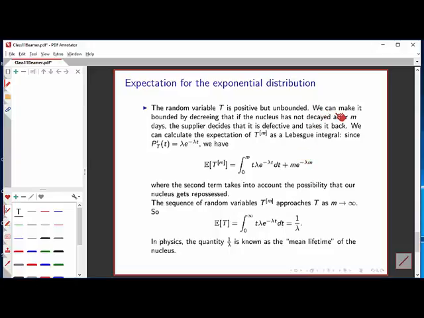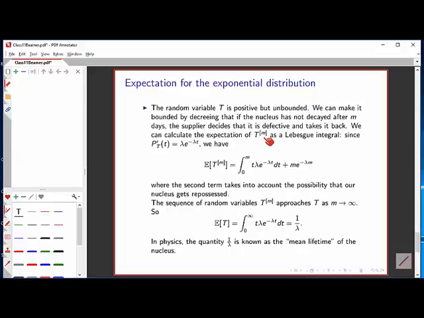So this is a little bit far-fetched. If the nucleus hasn't decayed after m days, we'll contact the supplier, say, we got a bad nucleus, I want you to take it back, and they will take it back. So now the random variable can have values up to m if the nucleus decays, and the value is m if it gets taken back. Presumably, since it wasn't actually defective, it will decay at some later time while back in the custody of the supplier.